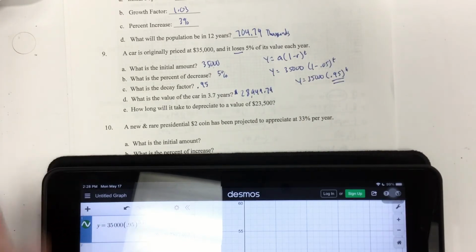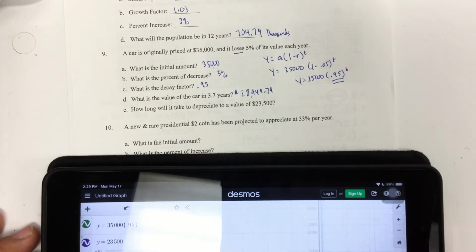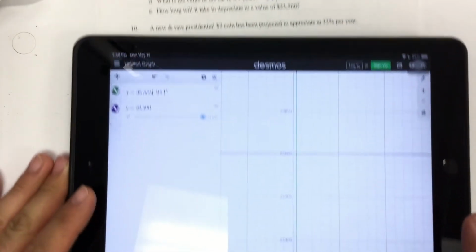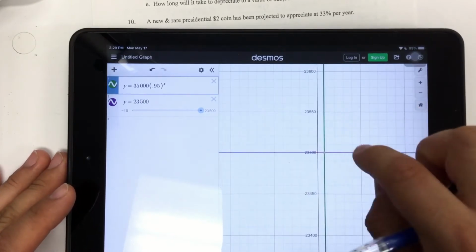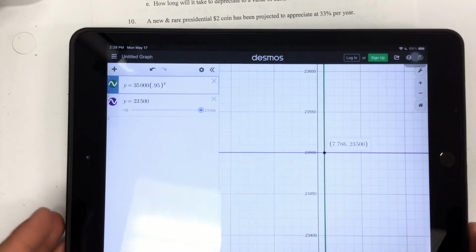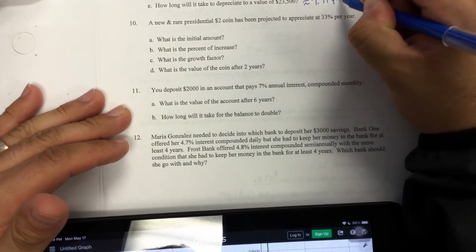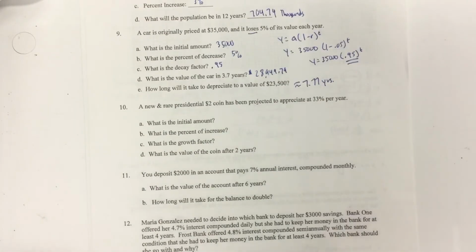All right, how long will it take the value to depreciate to a value of 23,500? So we're going to take this 3.7, change it to x. We're going to go to y equals and type in 23,500. And now we're going to zoom in and see if we can find that intersection. So you can see there it is. Really quickly, I just moved the thing around until I got this. So click here, and we see 7.766, we'll say in 7.77 years, it'll depreciate down to that. So approximately 7.77 years. So there we go.